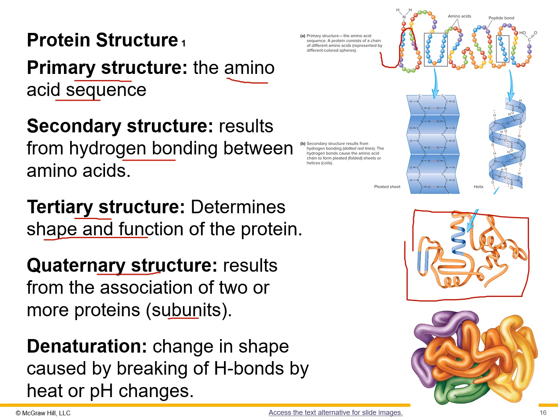Now, because structure ultimately determines function, anything that alters the ultimate shape is called denaturation, and that is going to change the shape and therefore function of the protein. So if a protein is denatured, it has lost or changed its shape, and therefore it is no longer functional.